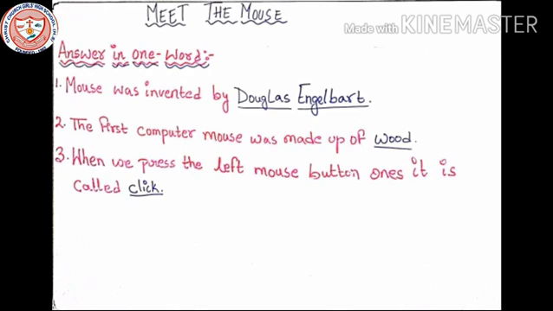Number 2. The first computer mouse was made up of dash. Which type of material was the computer mouse made up of? It was wood. Number 3. When we press the left mouse button once, it is called click.